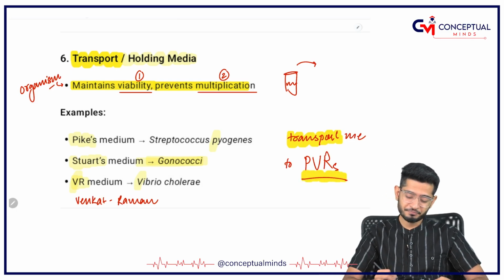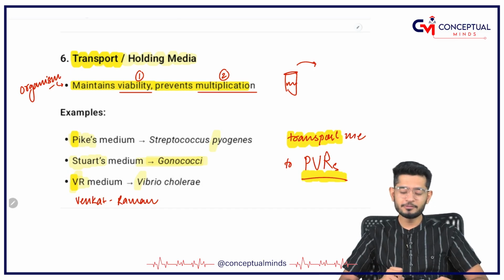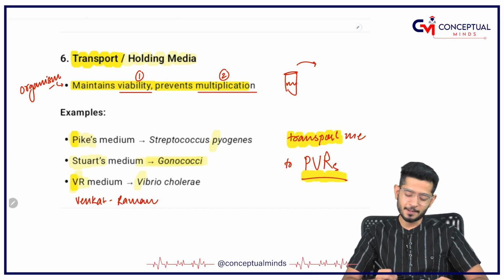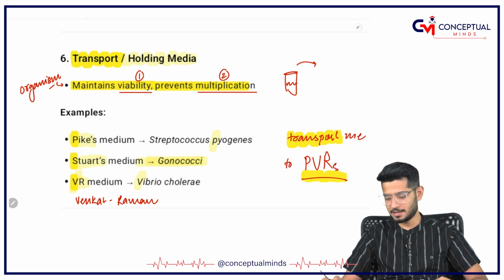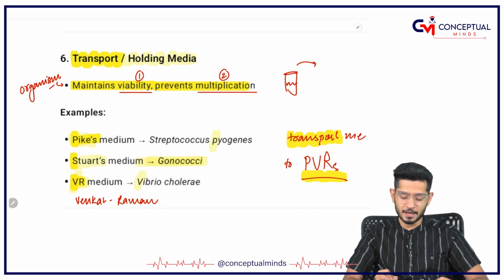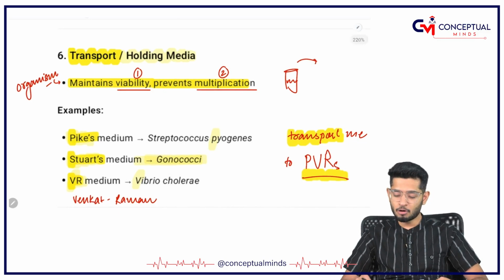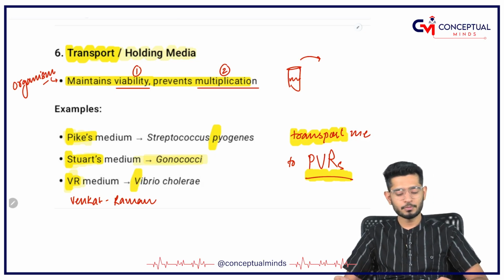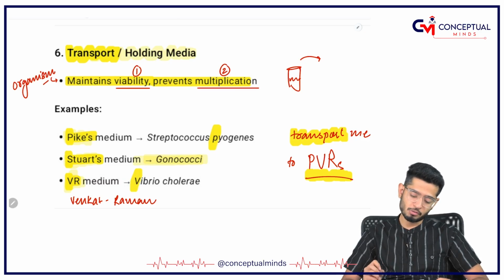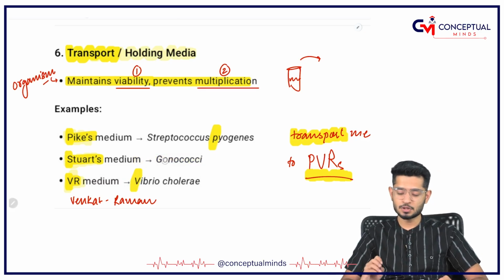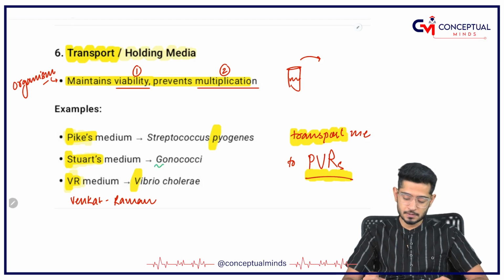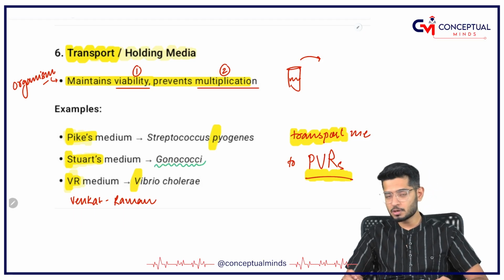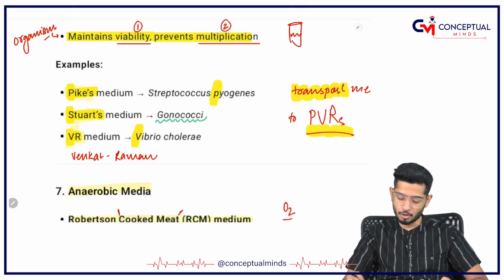What is PVR? P for Pike's Media, V for VR, Venkatraman Ramakrishnan Media, and S for Stuart's Media. Okay, PVRs. So P for Pike's, VR is VR, and S for Stuart's Media. How to remember? P for P, Streptococcus pyogenes is Pike's Media, VR media is for Vibrio, right? And Gonococcus has got Stuart's Media. This you have to remember, that Gonococcus has got which media? They have got Stuart's Media. Okay, you got it? Good.